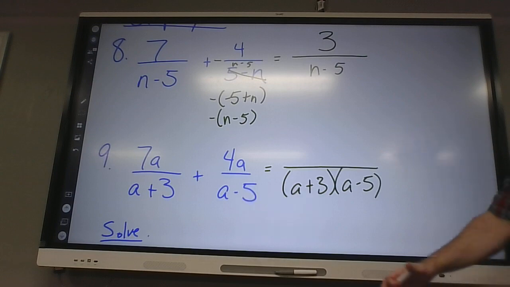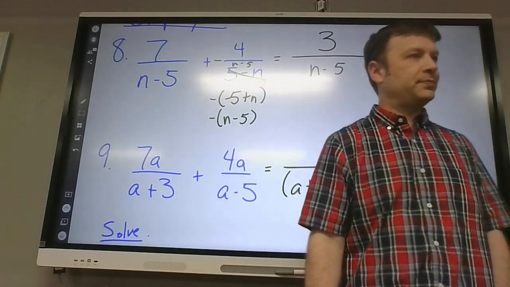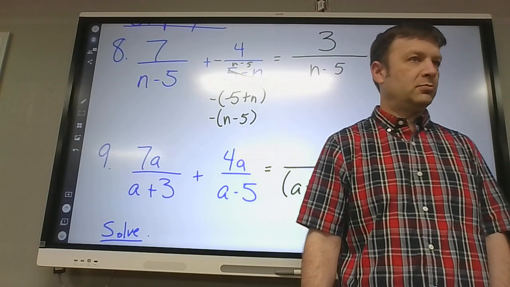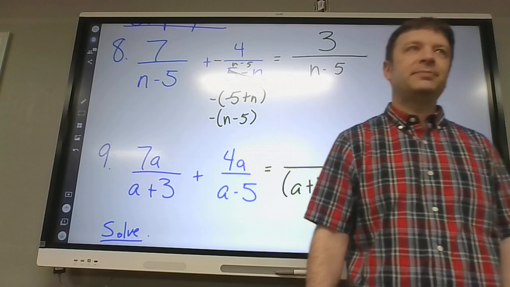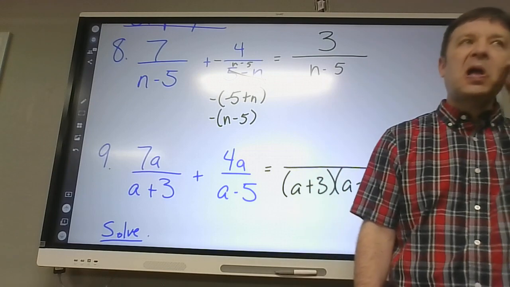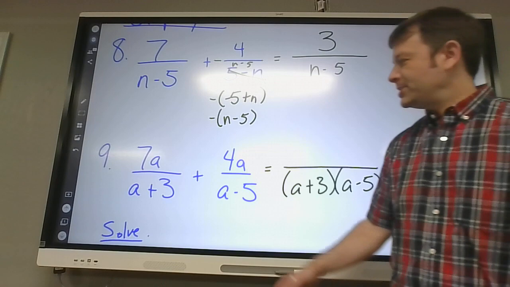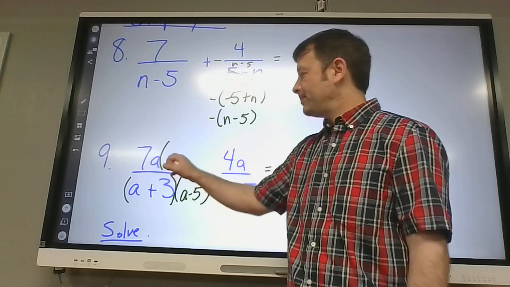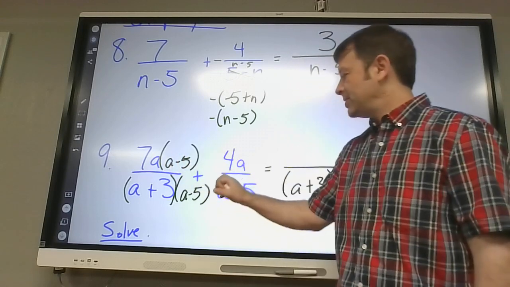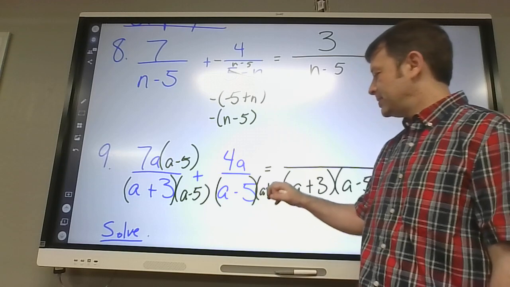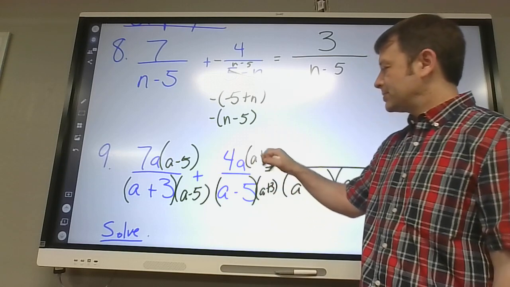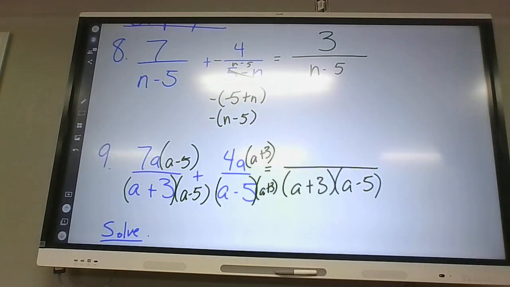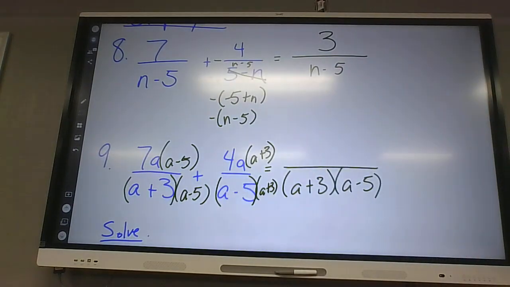Okay, so what is this denominator? What is this fraction missing? A minus 5. So that means the top gets an a minus 5 too. What's this denominator missing? A plus 3. That means the top gets an a plus 3. Common denominator is a plus 3, a minus 5. Whatever the denominator is missing, you have to multiply it in.